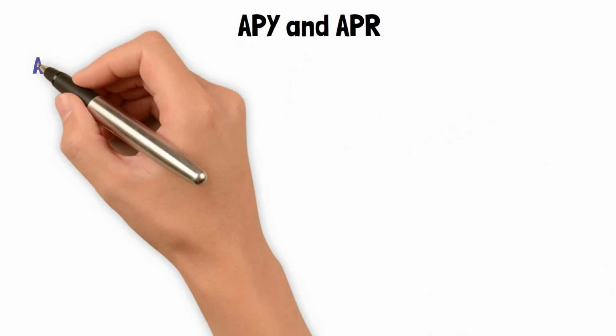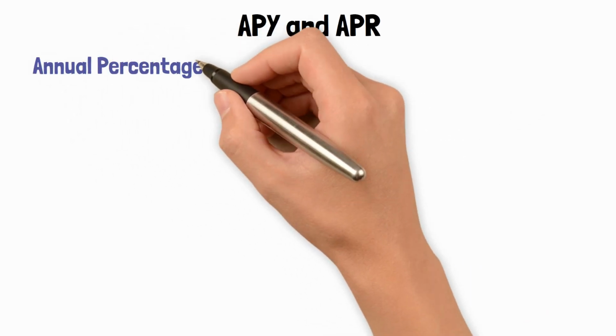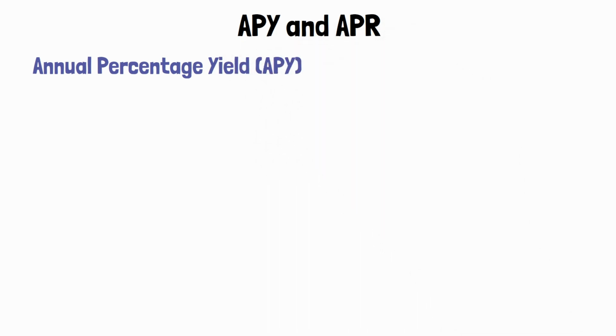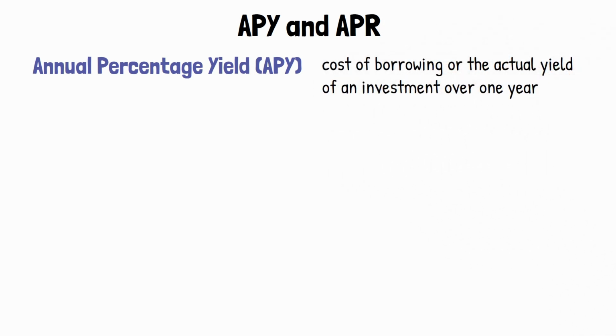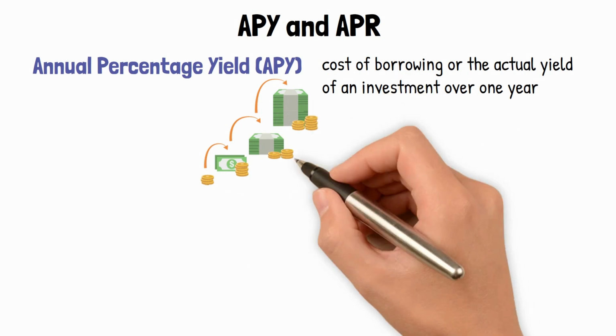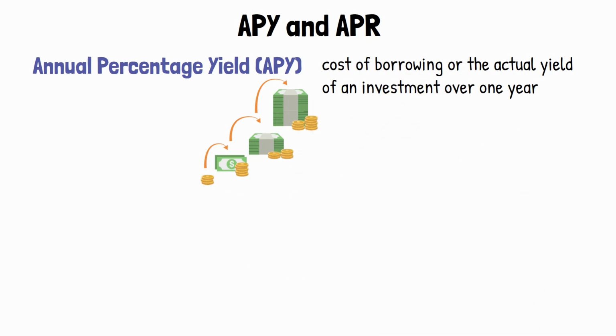APY and APR. The effective annual interest rate, EAR, also called the annual percentage yield, APY, is the interest rate that reflects the reasonable or practical cost of borrowing or the actual yield of an investment over 1 year. It considers the compounding of interest, which means the interest earned on prior interest, and expresses the interest rate as if it were compounded annually.